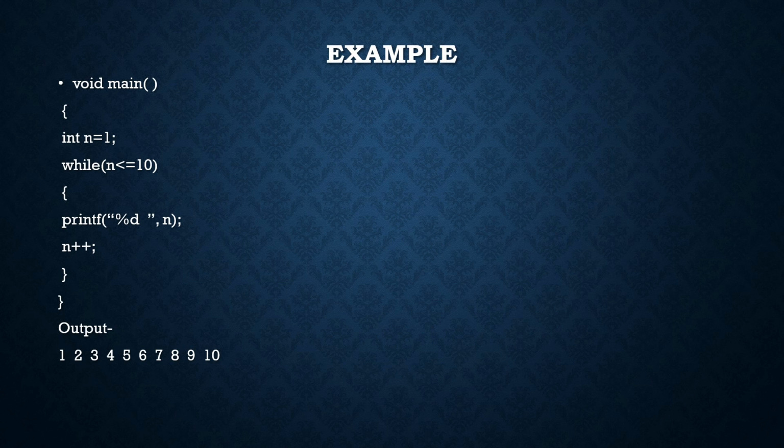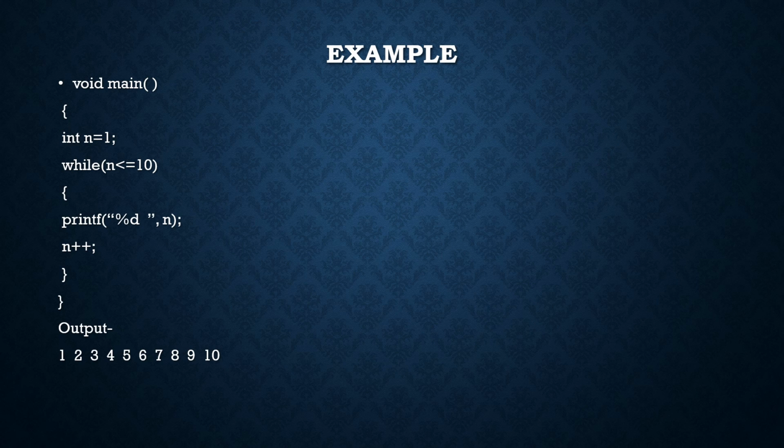Let's see an example. This is an example where we are printing the first 10 numbers. So initially we have taken n as 1. This is our initial statement. Then we have taken the condition as n less than or equal to 10. That means the condition is written with the while statement. Then the part of the program, that is printf("%d", n). That means we have to print the value of n. And then the updating statement, that is n++.